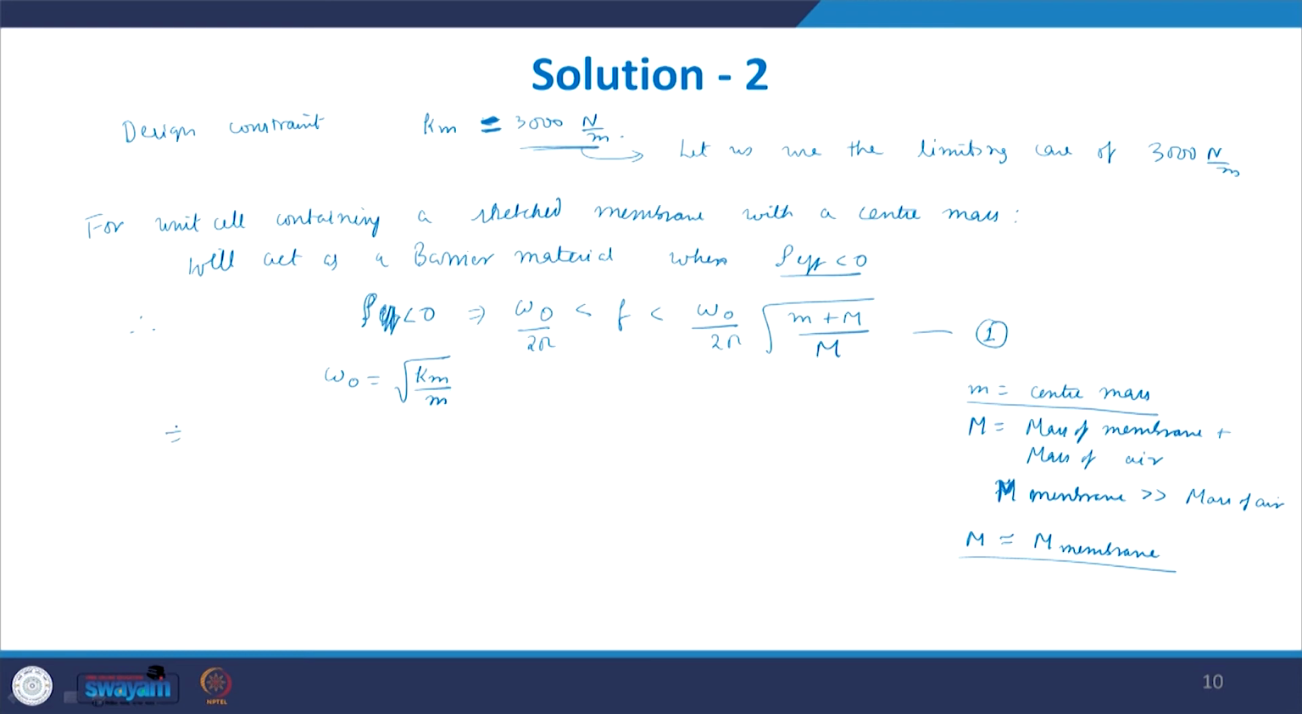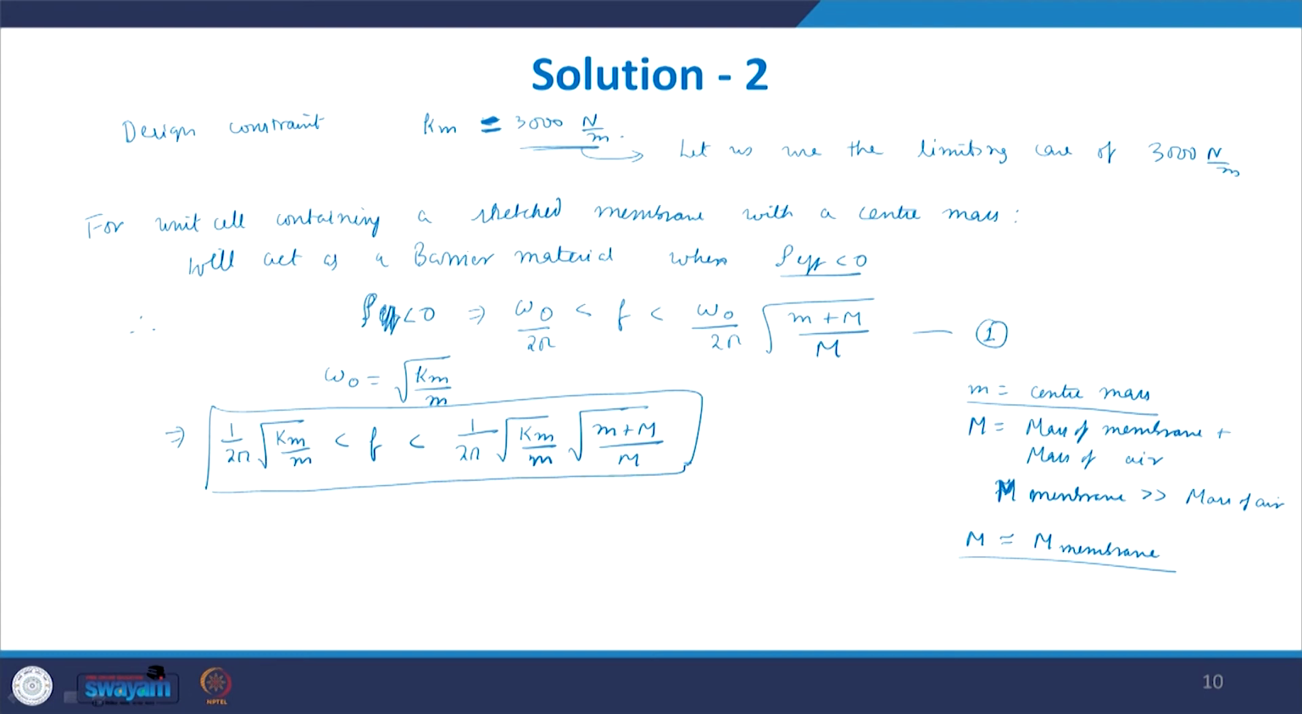So, this you can reduce even further, and what you get is 1 upon 2 pi under root of Km by small m to 1 upon 2 pi under root of Km by small m, with the mass ratio factor. So, this becomes the entire expression. This is the range of frequency of operation. Let us call it equation 2.